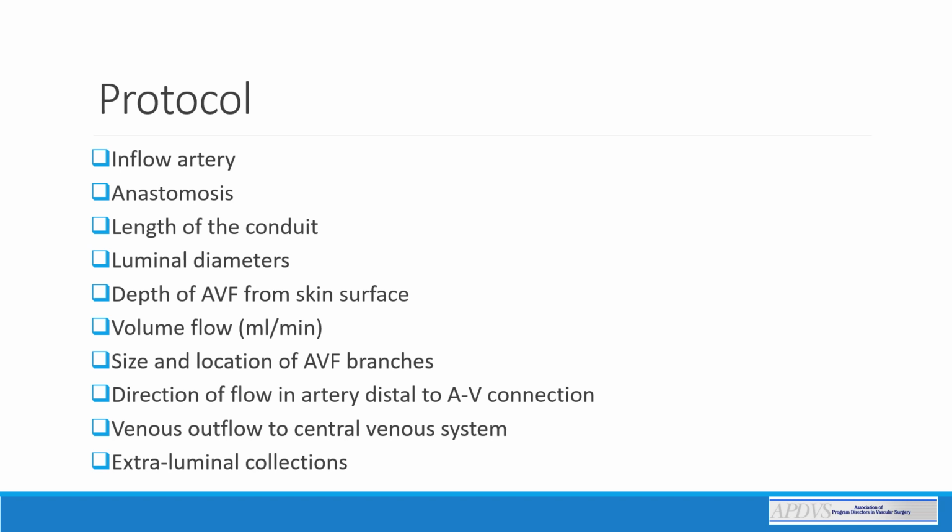any visualized stenosis. The diameter of the draining vein is measured routinely in the caudal, mid, and cranial portions of the forearm and upper arm. The entire draining vein should be scanned and the minimum diameter should be measured. The distance from the anterior wall of the vein to the skin surface is measured. Volume flow is calculated. Size and location of branches are evaluated. Direction of flow in the artery distal to the anastomosis should be examined. Central vein waveforms are obtained, and presence of any extraluminal collections are identified.